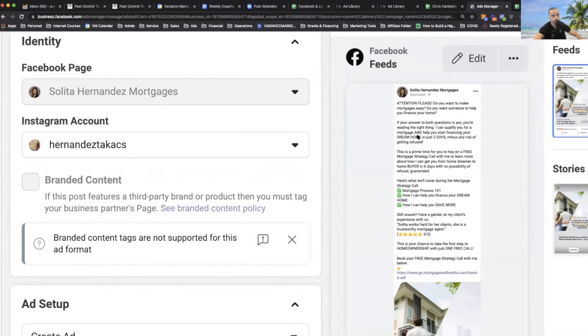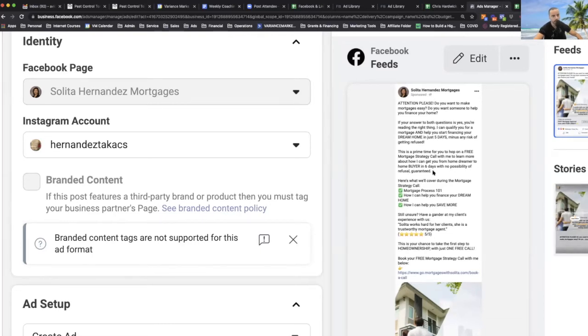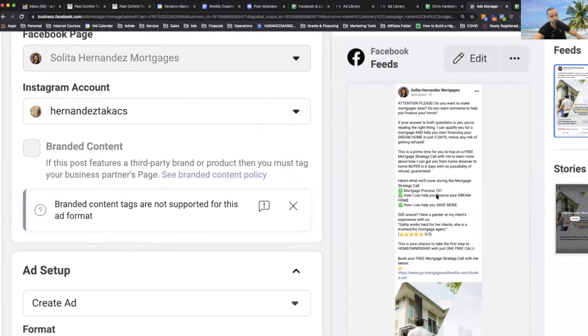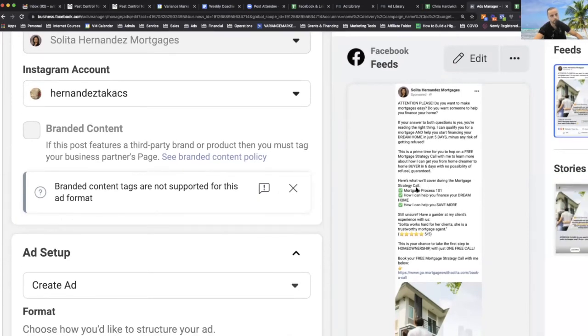I can qualify you for a mortgage and help you start financing your dream home in just 5 days, minus any risk of getting refused. This is a prime time for you to hop on a free mortgage strategy call with me and learn more about how I can get you from home dreamer to home buyer in 6 days with no possibility of refusal, guaranteed. Here's what we'll cover during the mortgage strategy: mortgage process 101, how I can help you finance your dream home, how I can help you save more.